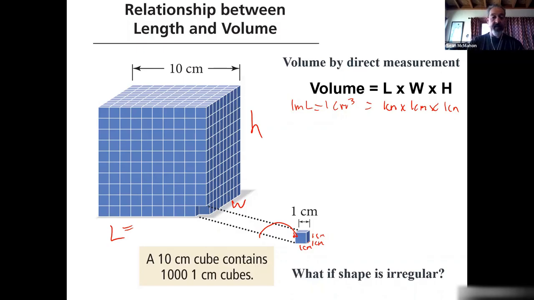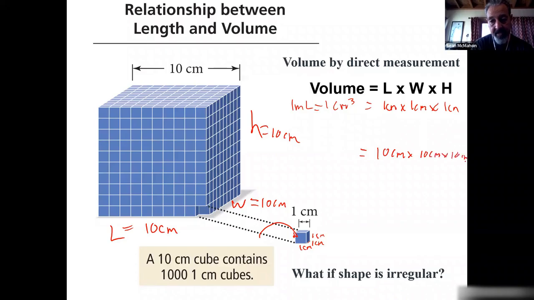So another thing is, in this example, I have 10 of these cubes for the length, 10 centimeters. The width is 10 centimeters. The height is 10 centimeters. If I did that, 10 centimeters by 10 centimeters by 10 centimeters would equal 1,000 centimeters cubed, because 10 times 10 times 10 is 1,000, and that's equal to 1 liter, because remember, a centimeter cubed is the same as a milliliter. There's 1,000 milliliters in 1 liter.